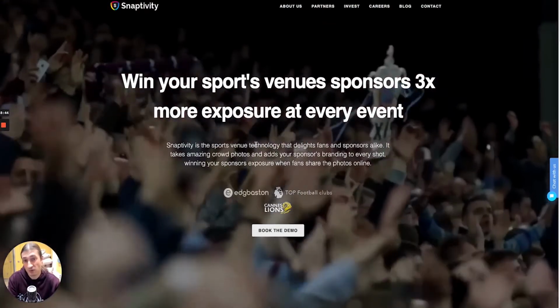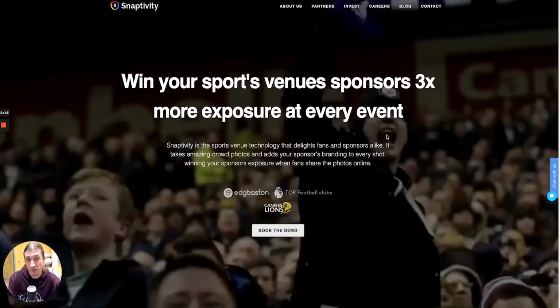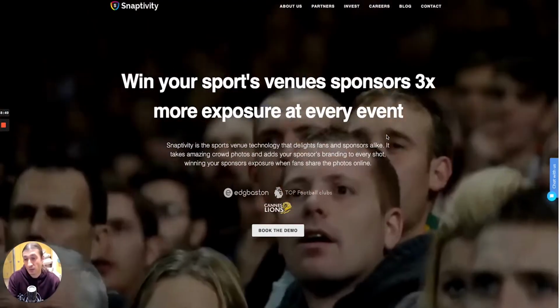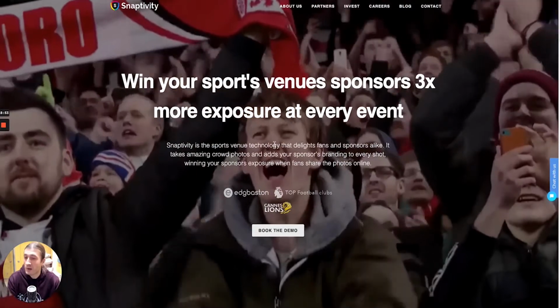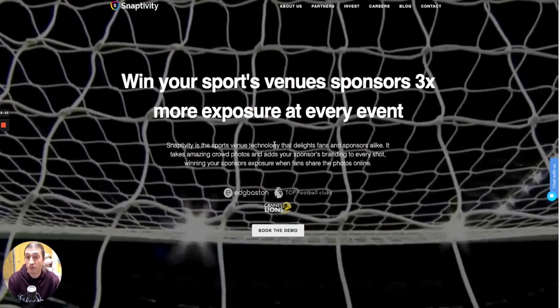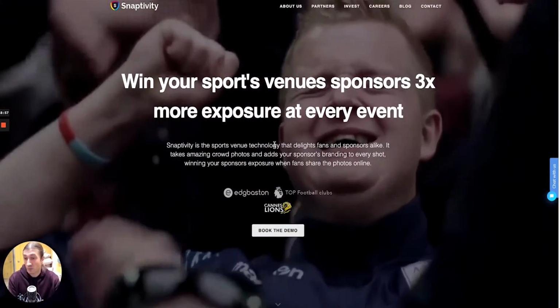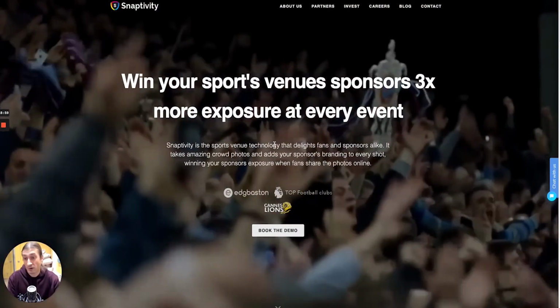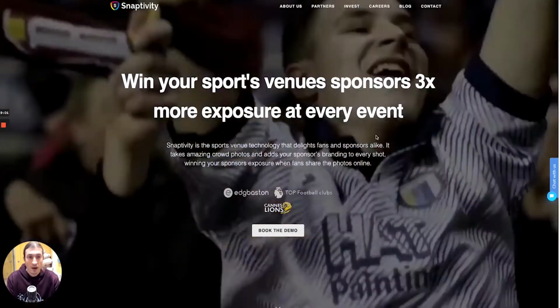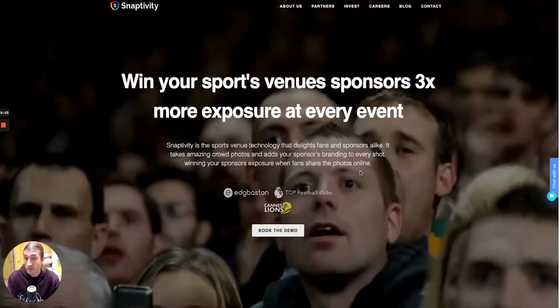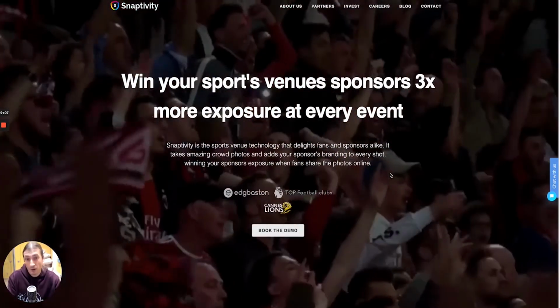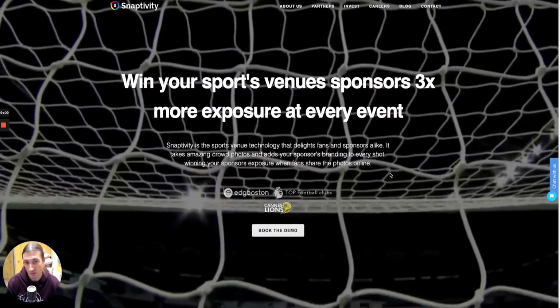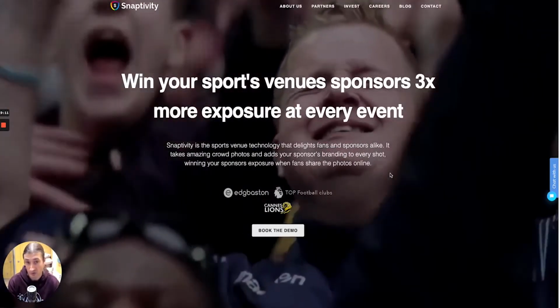Snaptivity is the sports venue technology that delights fans and sponsors alike. So we're immediately telling them what this is. It's this technology, and we're making it clear this isn't just for your fans. It's not just for your sponsors. This is something that's going to please both of those groups. Then we're following it up with saying this takes amazing crowd photos and adds your sponsor's branding to every shot, winning your sponsor's exposure when fans share the photos online.